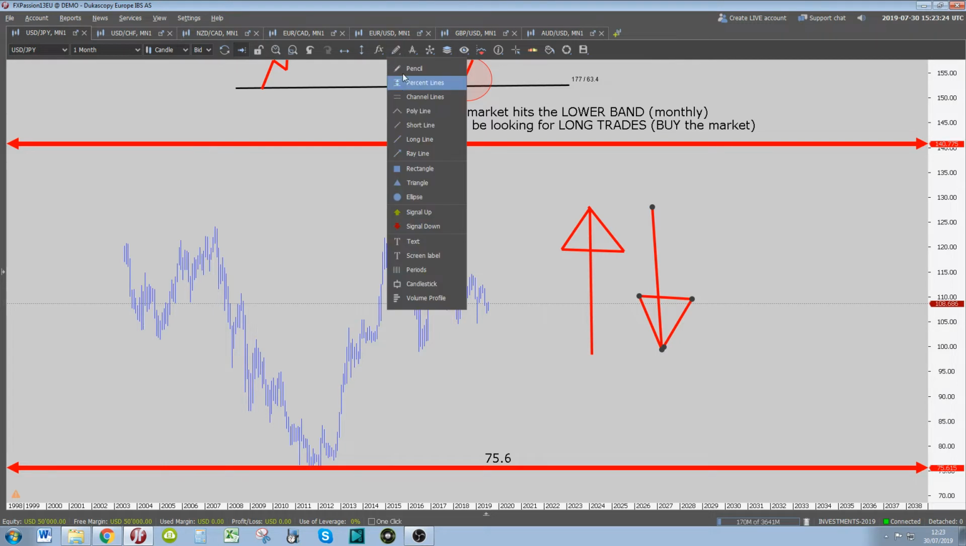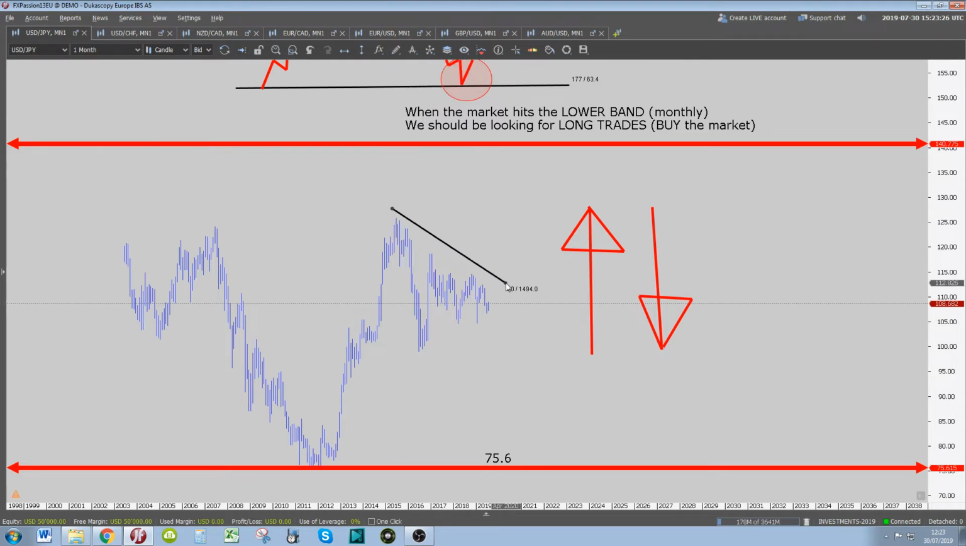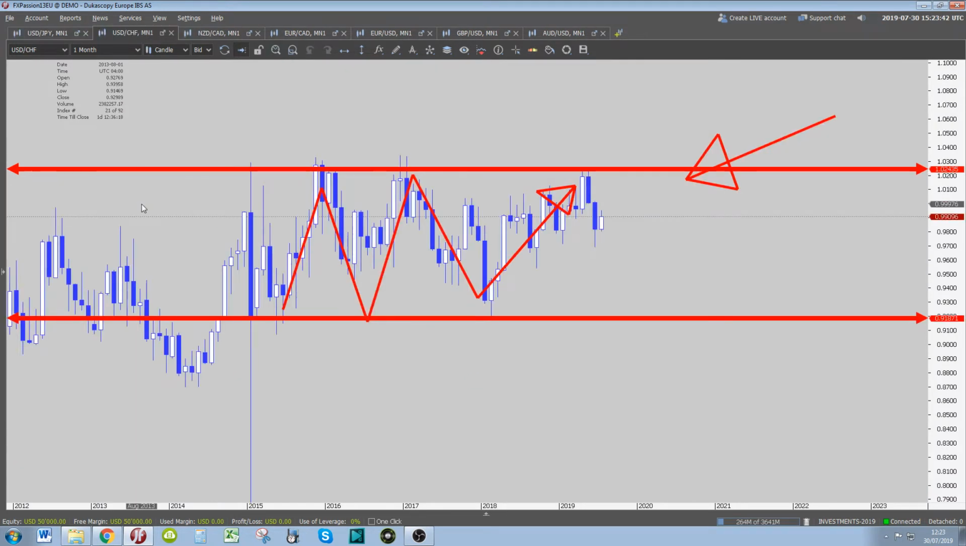We have a triangle here. What is going to happen? Most likely it is going to jump up or it's going to jump down. Long term. Buy long term, yes sir, correct. USD CHF, long term, should we go short, sell USD CHF, or should we buy? Should we go long USD CHF?